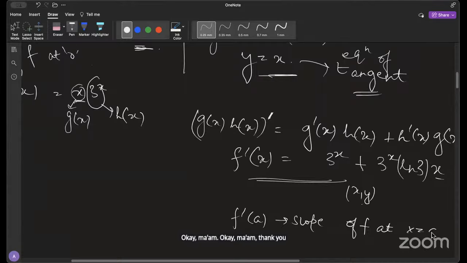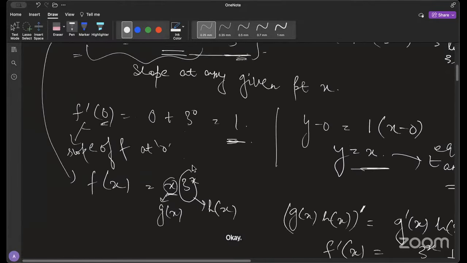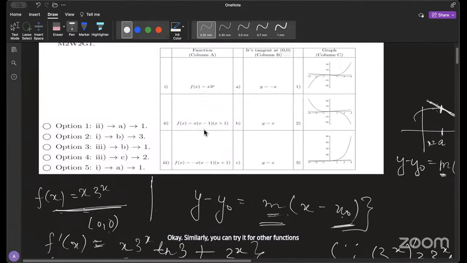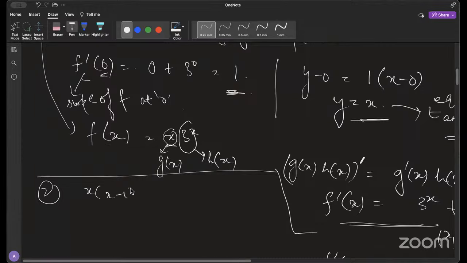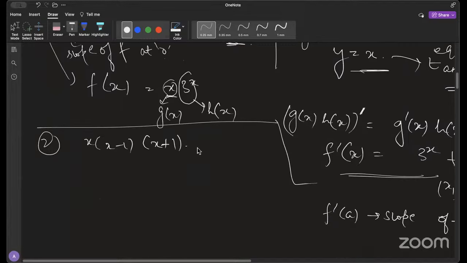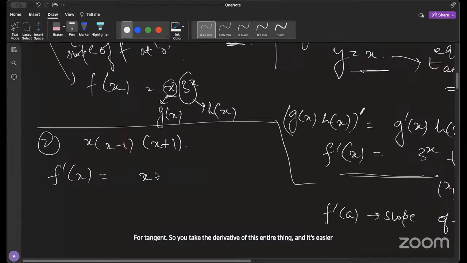Similarly, you can try it for other functions. So your second function is x times x minus 1 times x plus 1. So to find the slope, what do you do? First thing is to find the slope for tangent. So you take the derivative of this entire thing, and it's easier if you just multiply this thing first. Otherwise, you'll have to apply product rule 3 times. So this is x square minus 1 times x, and this will give you x cube minus x.